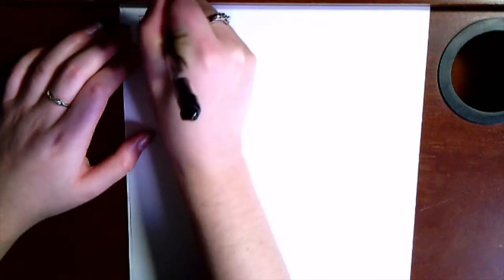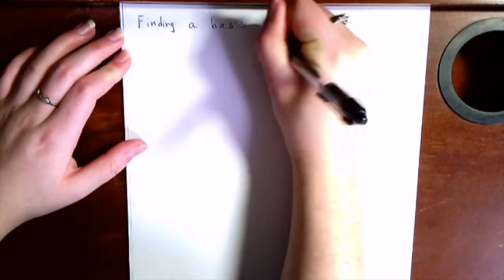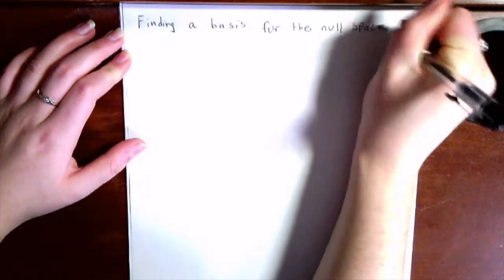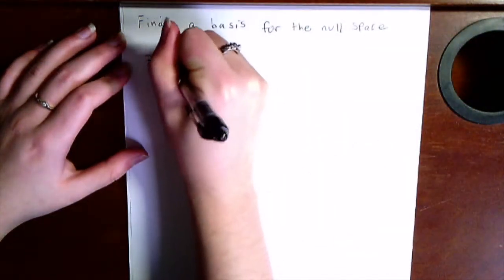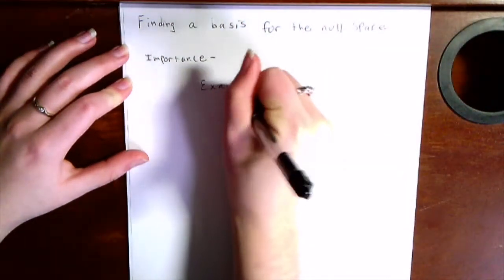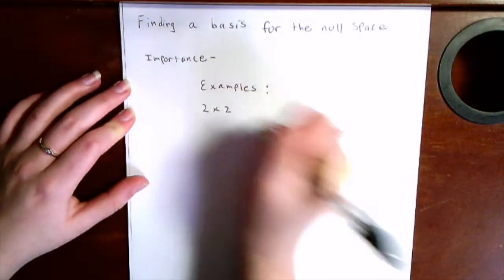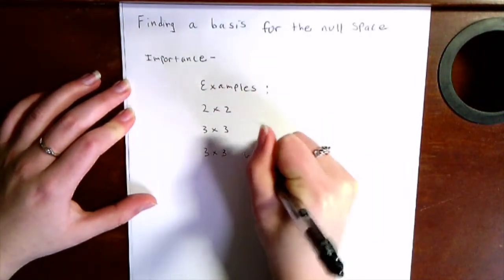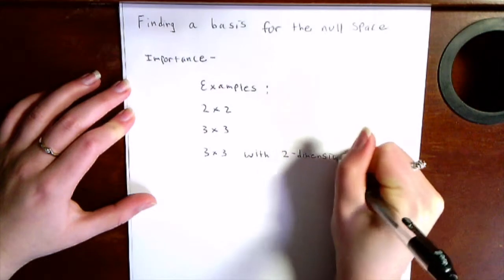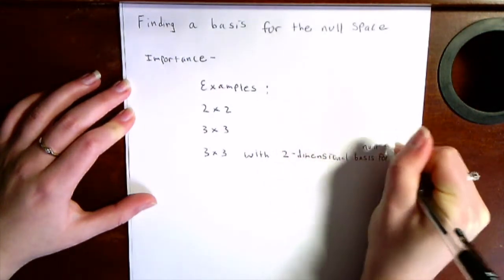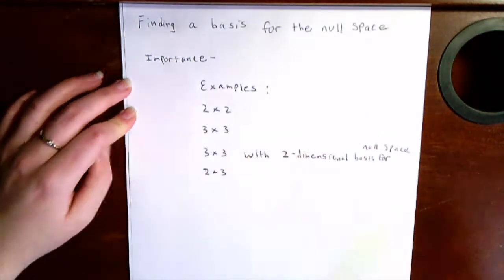This video is on finding a basis for the null space of a matrix. I'll be talking about it for a bit, then doing examples. If you'd like to skip to the examples, I have links in the description to where each example begins. The examples I'm doing are finding the null space of a 2x2, a 3x3, a 3x3 in which the dimension of the basis for the null space is 2, and a 2x3 matrix.